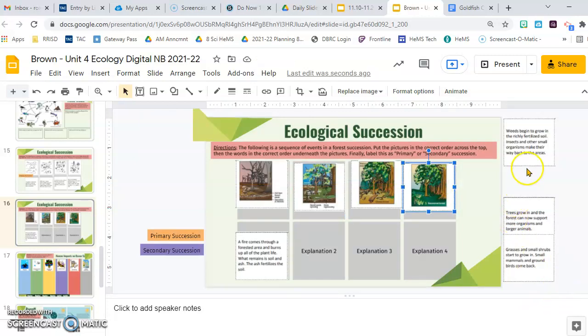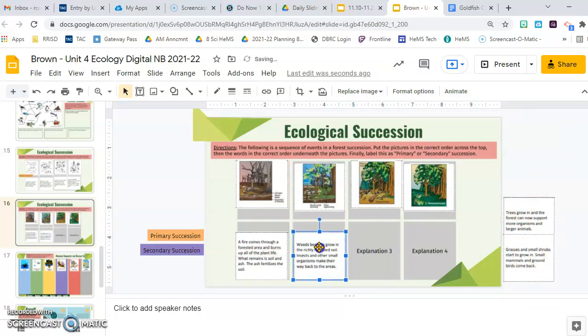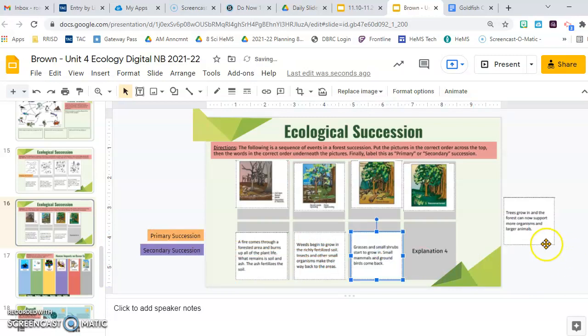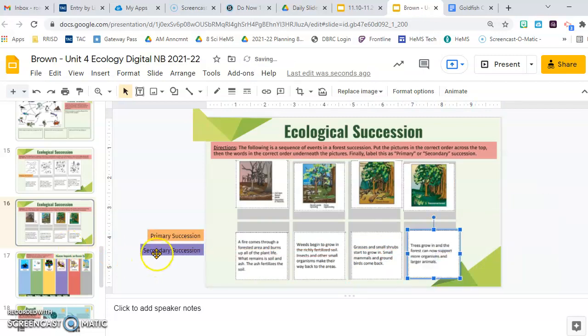So now we're going to look at this. Weeds, grasses, trees. Well, weeds first after the fire. Yeah, weeds always come first. Even when you clean off an area, you get weeds back faster. Then the grasses. The definition of a weed is actually anything that is growing there that shouldn't be there. So that kind of messes things up a little. And then I got my trees grow and the forest now supports life.